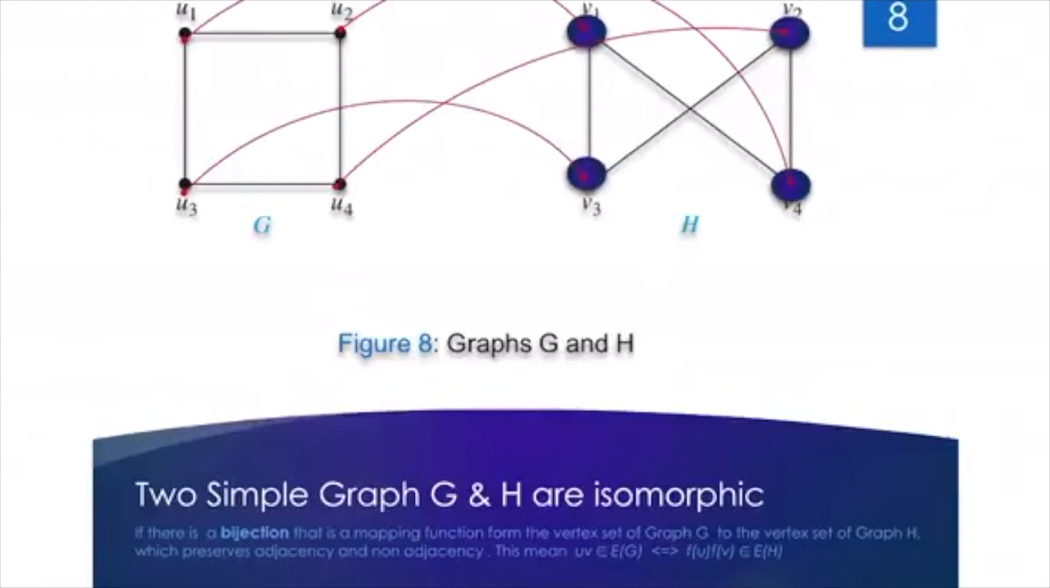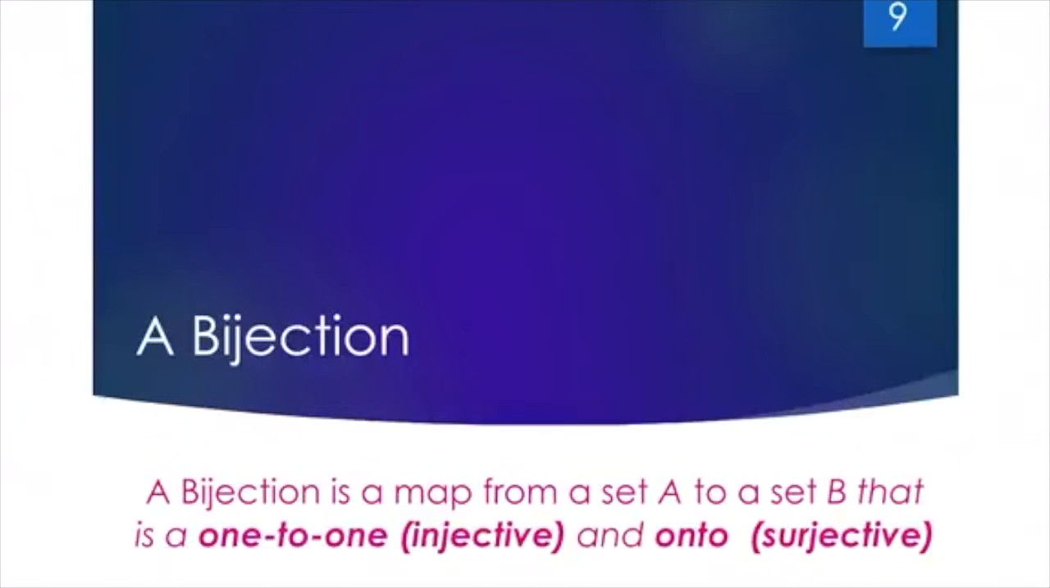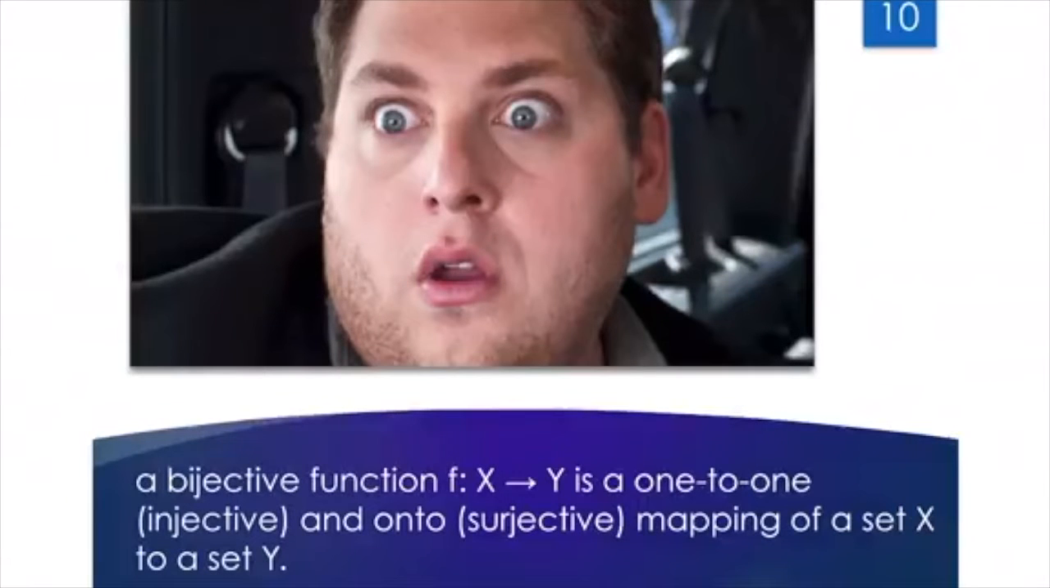So a bijection is a map from a set A to a set B. To be more specific, it is a map between the elements of set A and the elements of set B that is both one-to-one, an injection, and onto, a surjection. So you might be saying now, I don't know what a bijection is, and now you are telling me a bijection is when we have a function which is an injection and a surjection at the same time. A one-to-one correspondence between elements of set X and set Y.